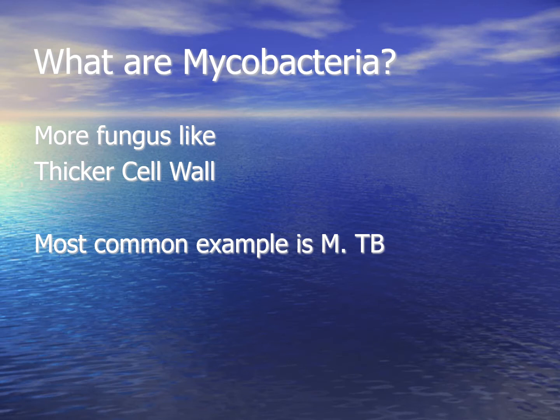They have a thicker cell wall. The most common example is Mycobacterium tuberculosis. And it usually requires either triple or even quadruple drug therapy to be effective, just because it is very hard to get through that really thick cell wall.